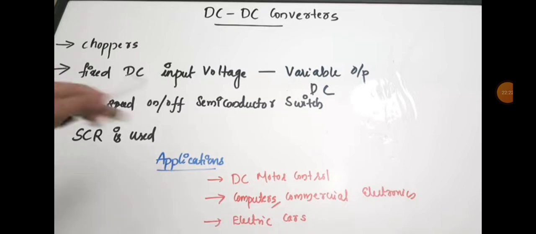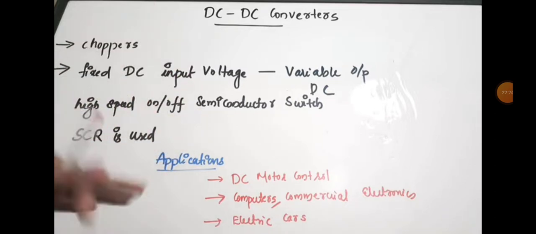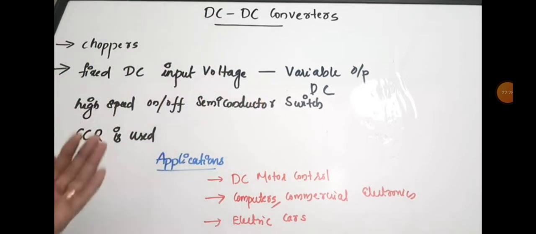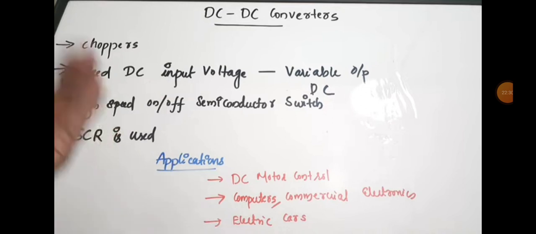Due to this chopping, or the variations happening in the fixed DC, we know that DC means a fixed value, but the output is a variable DC. Due to these variations, or the chopping, we call these circuits choppers. I hope the basic definition is clear to you.